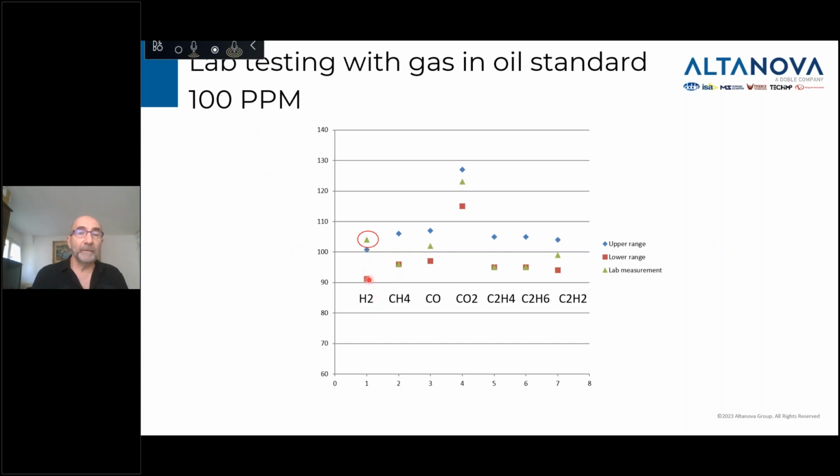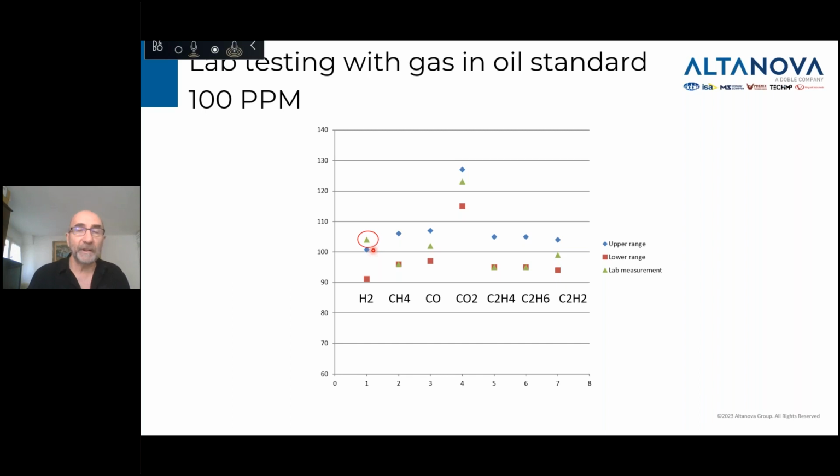The blue and the red squares are the range of that gas, based on the spec plus or minus 5%. And the green triangle is the measurement. On this GC, you can see that for all the gases except hydrogen, they're measuring exactly the amount of gas in that oil sample, except a little bit on the hydrogen, where they measure slightly higher.